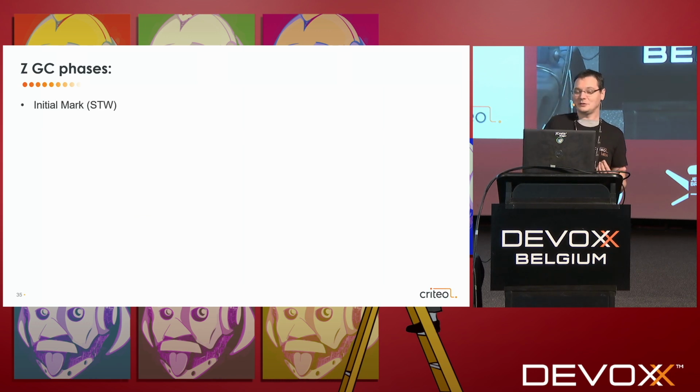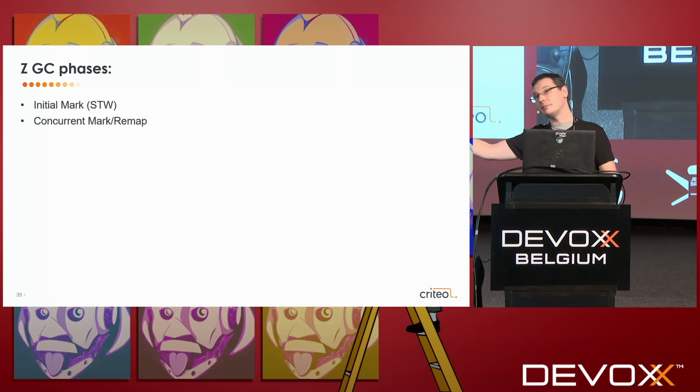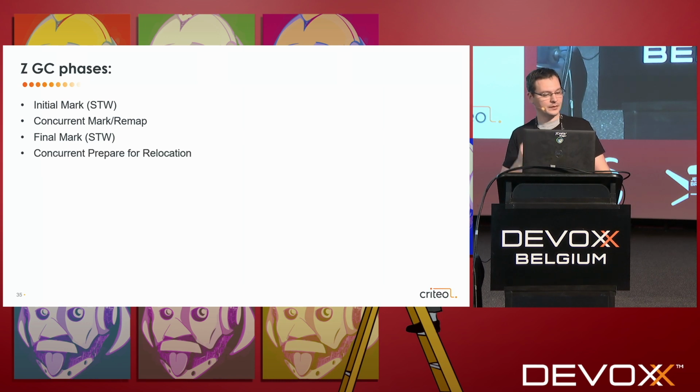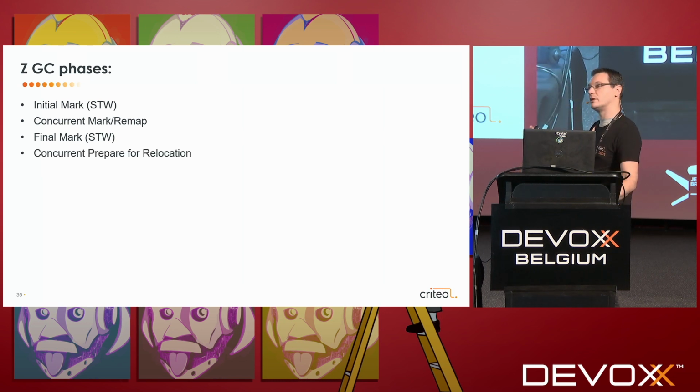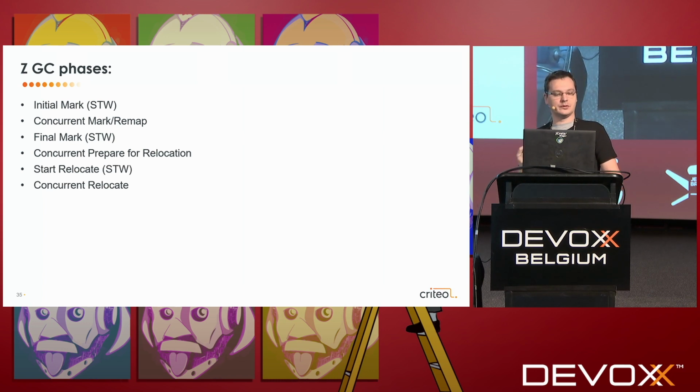Just the naming of the phases is different. So we still have the initial mark, then concurrent mark, followed by remap, and a final mark to catch up on some other things. Then prepare for relocation, the phase where, for example, they do the ref processing. They stop for relocate and do the relocation concurrently, and then we loop back to initial mark because the remap phase is done together with the next phase, the concurrent marking.